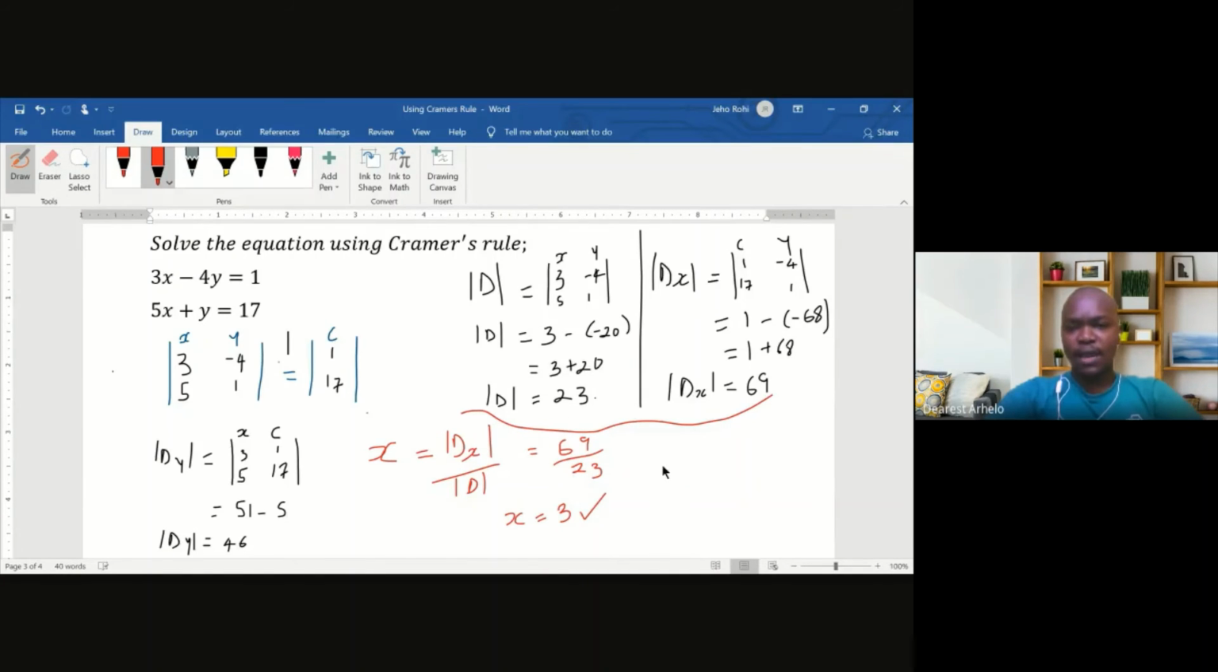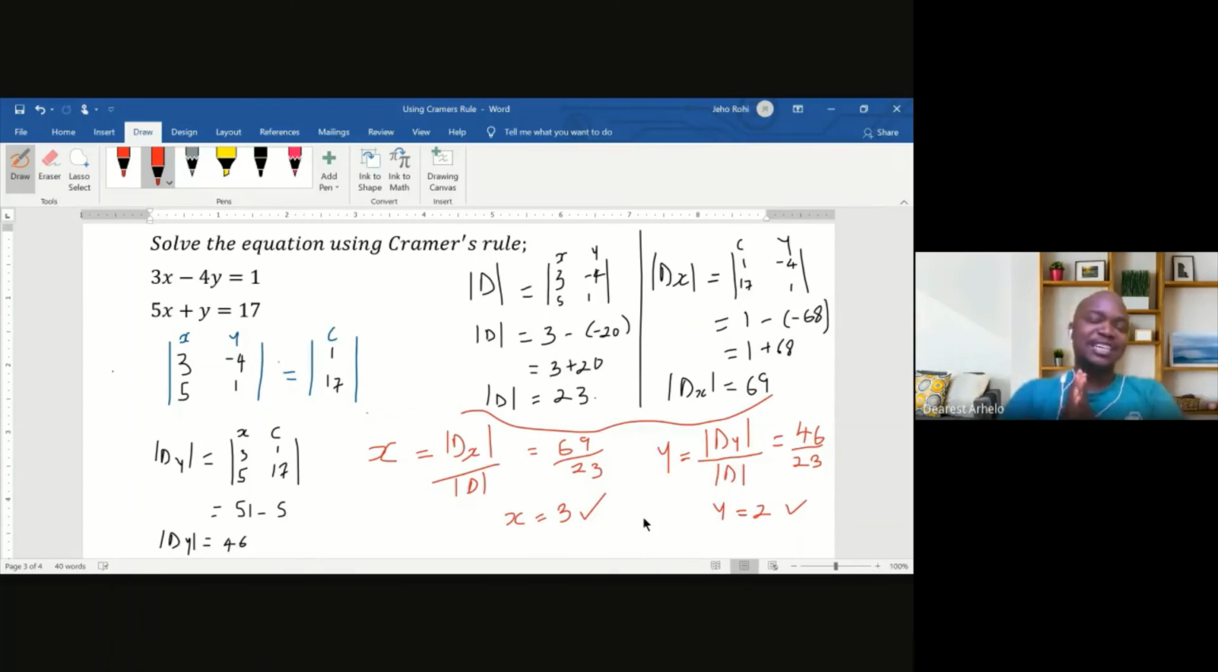All right, let's find y. y is equal to determinant dy over determinant of d. So dy is 46 divided by our d, which is 23. So therefore, my y value is equal to 46 divided by 23. That gives us what? 2. So that is the answer. My x is 3 and my y is 2. This is my final answer.